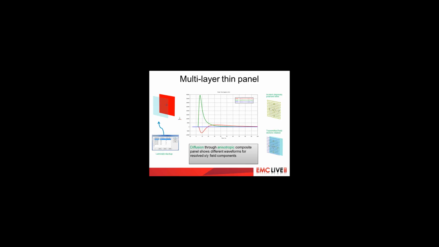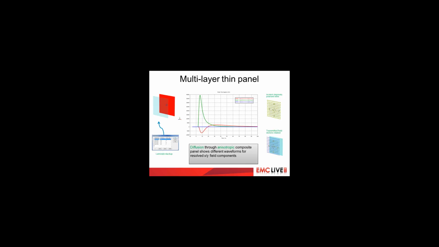To demonstrate this, we have subjected a composite panel, which has several layers rotated at different angles. You can see in the window to the left there, the laminates stack up, and the ply directions are rotating from 0 to 45 to 0 to 45 degrees and back to 0 degrees. And we subject this panel to an incident diagonally polarized plane wave. The diagonally polarized plane wave contains both X and Y components of the field, which are equal in amplitude.